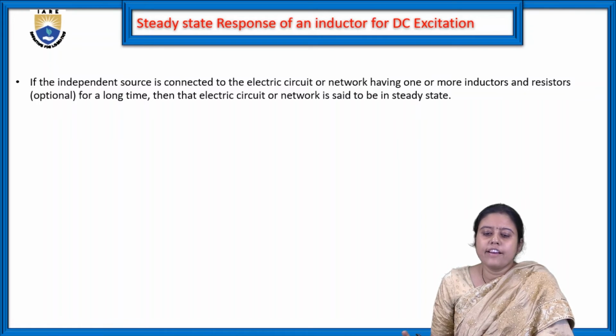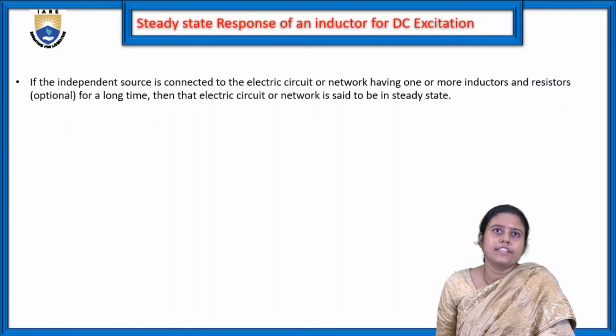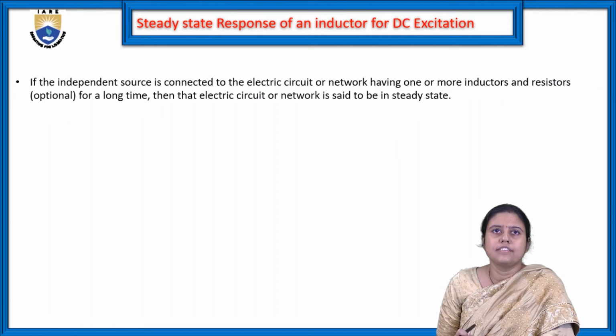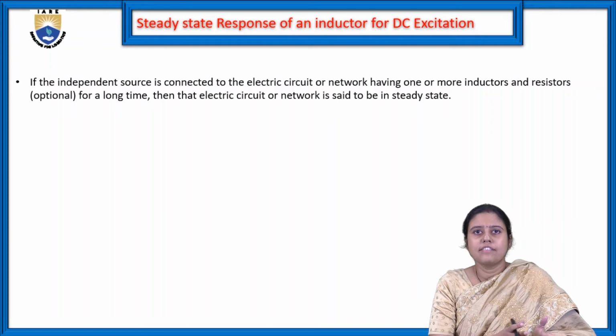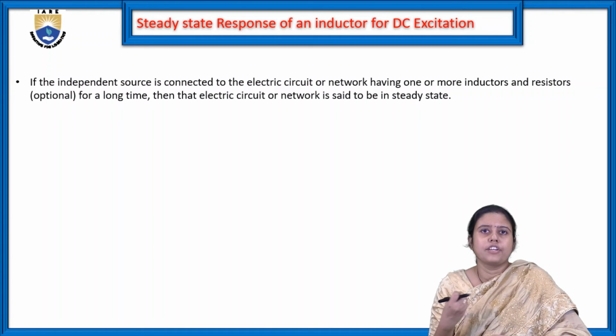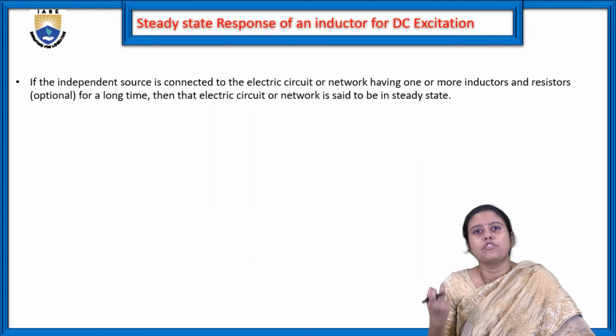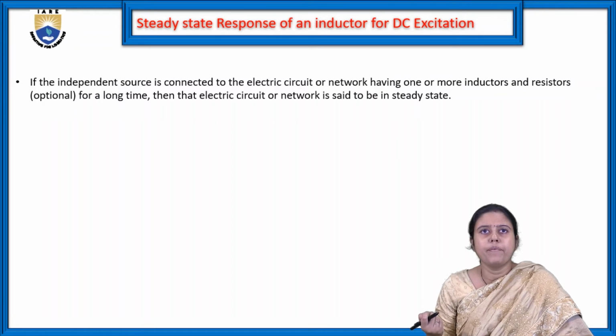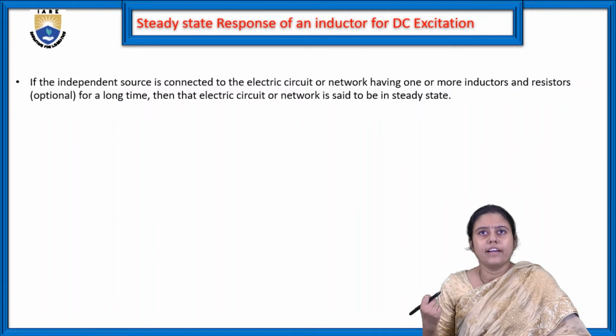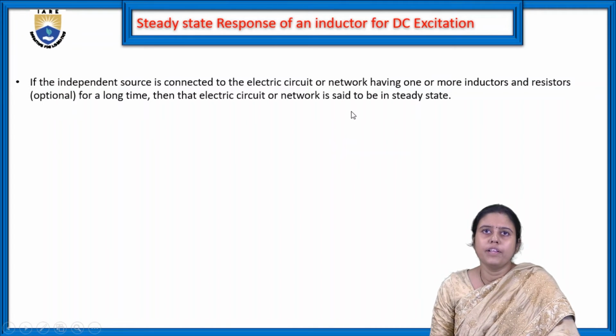So what is the steady state response of an inductor for the DC excitation? If the independent source is connected to an electrical circuit or network having one or more inductors and resistors for a long time, the transient is over. Now we are coming to the steady state portion. If it is a resistor, it will always be in the steady state condition. But if it is an inductor, what will happen? If the independent source is connected to an electrical circuit for a long time, then the network is said to be in steady state.